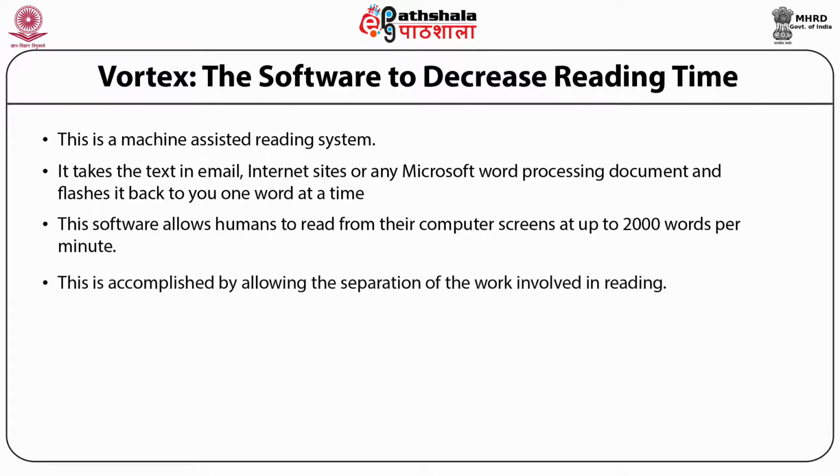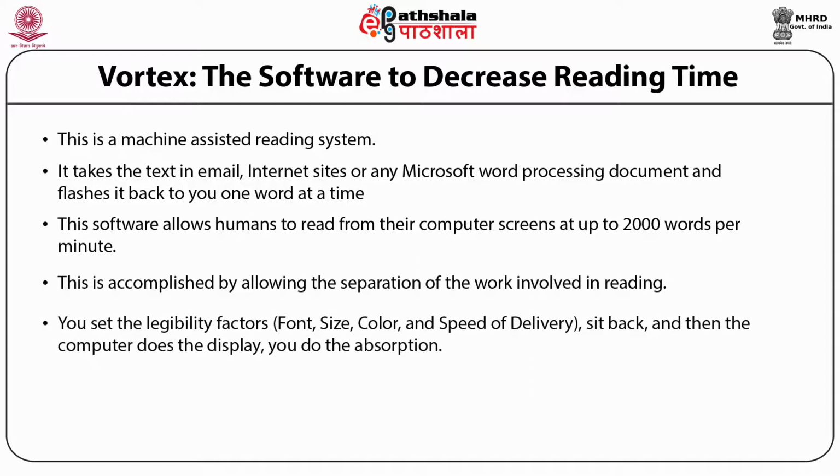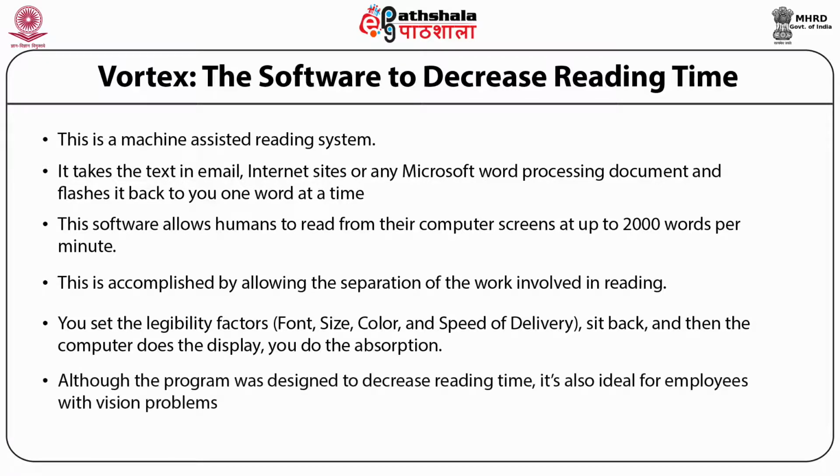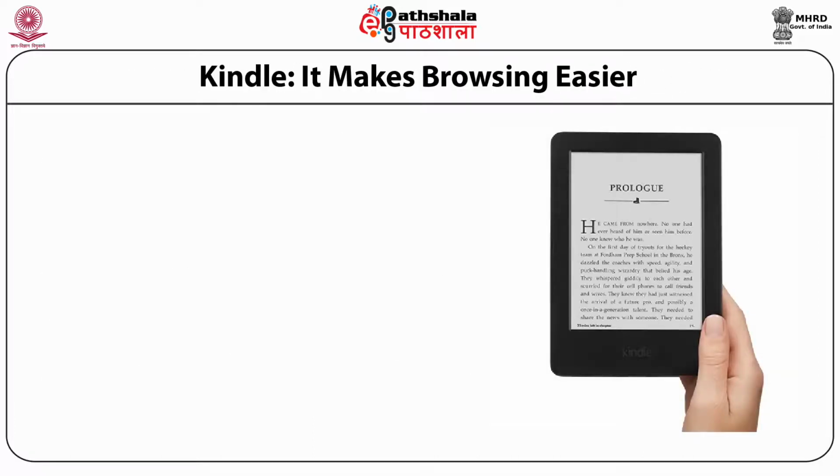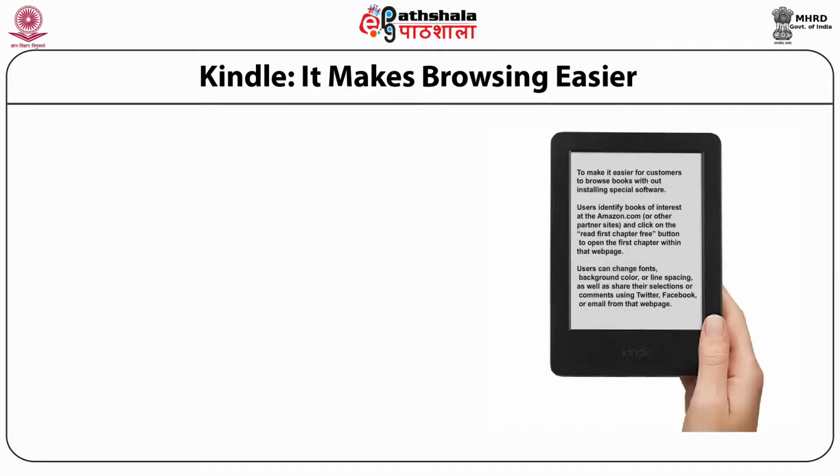This is accomplished by allowing the separation of the work involved in reading. You can set the legibility factors like font size, color, and speed of delivery. Sit back and then the computer does the display. You do the absorption. Although the program was designed to decrease reading time, it's also ideal for employees with vision problems. Kindle is another e-reading device which makes browsing easier.